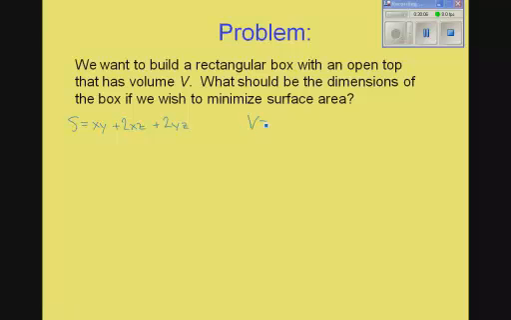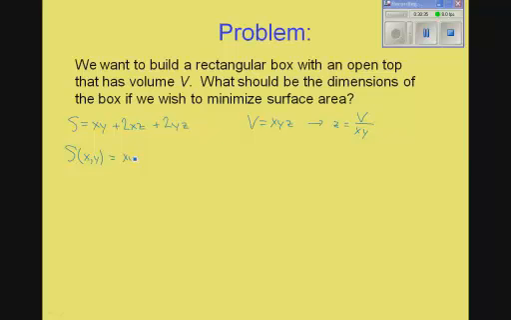Right, because you're trying to minimize surface area, right? So V is a constant, right? So since V is a constant, I guess I'll solve for z, and z is whatever my favorite number is over xy. So now I come back to here, and I'm going to write surface area as only a function of x and y, right? This is how I reduce the number of variables.